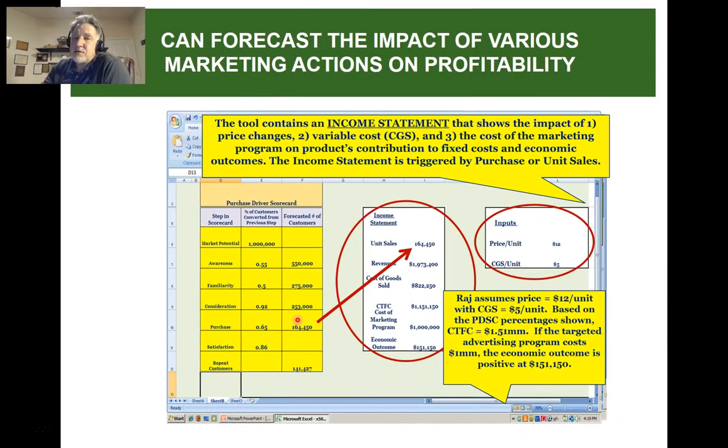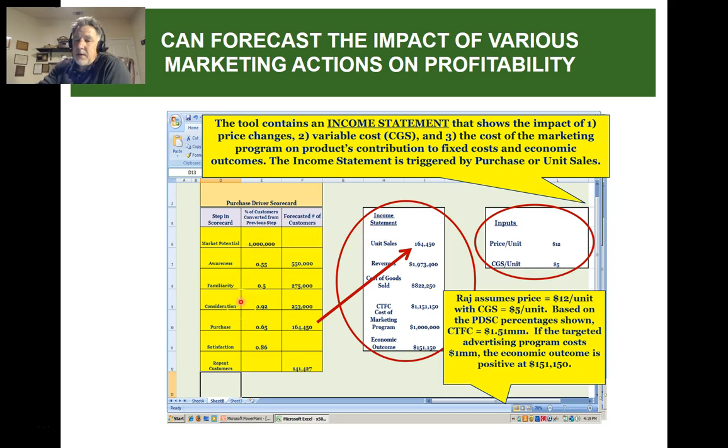Now what's interesting with the purchase driver scorecard is you can link it. So in this exercise we'll have on Wednesday, I've tied in input data that includes both the PDSC parameters, but also parameters you would see in an income statement. It could be price and variable costs and cost of marketing programs added in. I have a few things I want to put into the case. All right, and with that, when you put those parameters in and look at the cost, you can do two things.